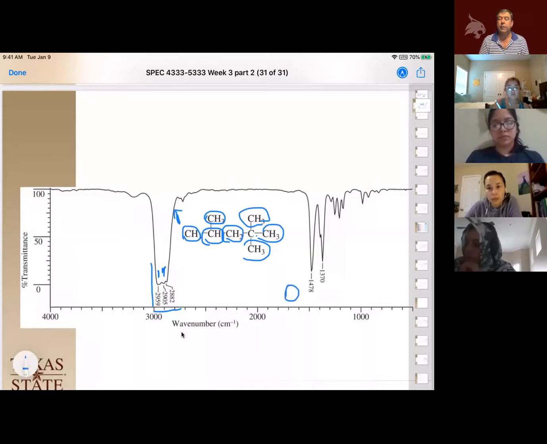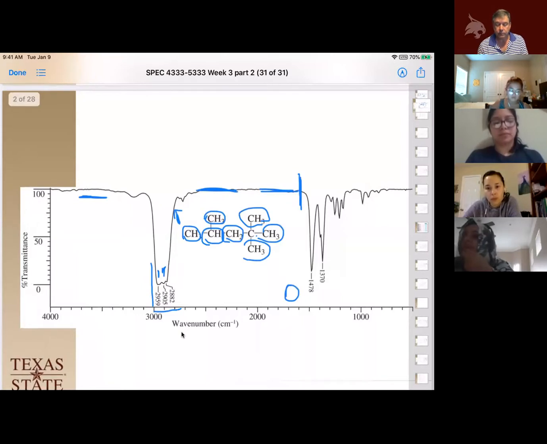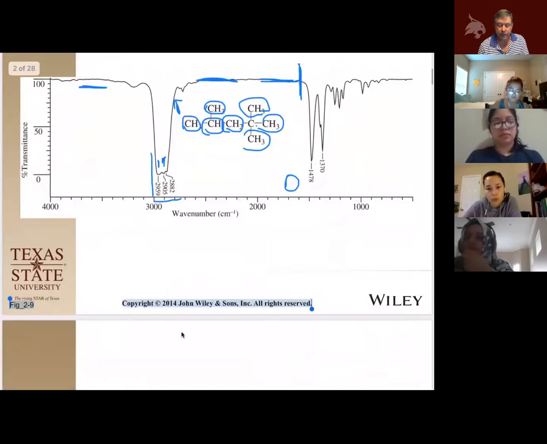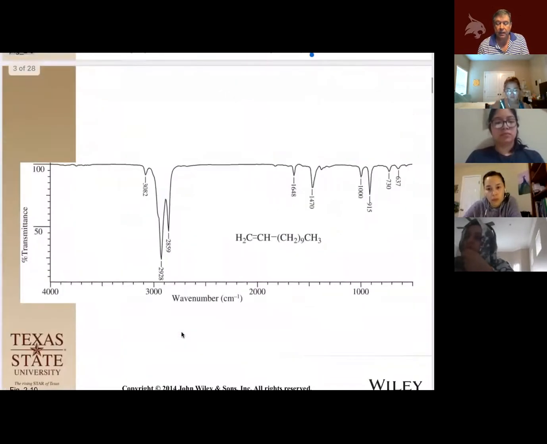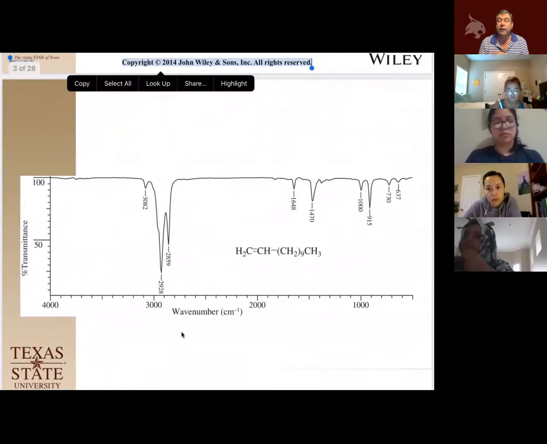But again, they're all under 3000 and there's no peak at 2700 and there's no carbonyl. Notice there's also no carbon-carbon double bond peaks, no carbon-carbon triple bond peaks, no alkynyl peaks. So we now think that, okay, this is a really good indication we have a fully saturated hydrocarbon. Okay. So that was a fully saturated hydrocarbon. We had no carbon-carbon double bonds, okay?